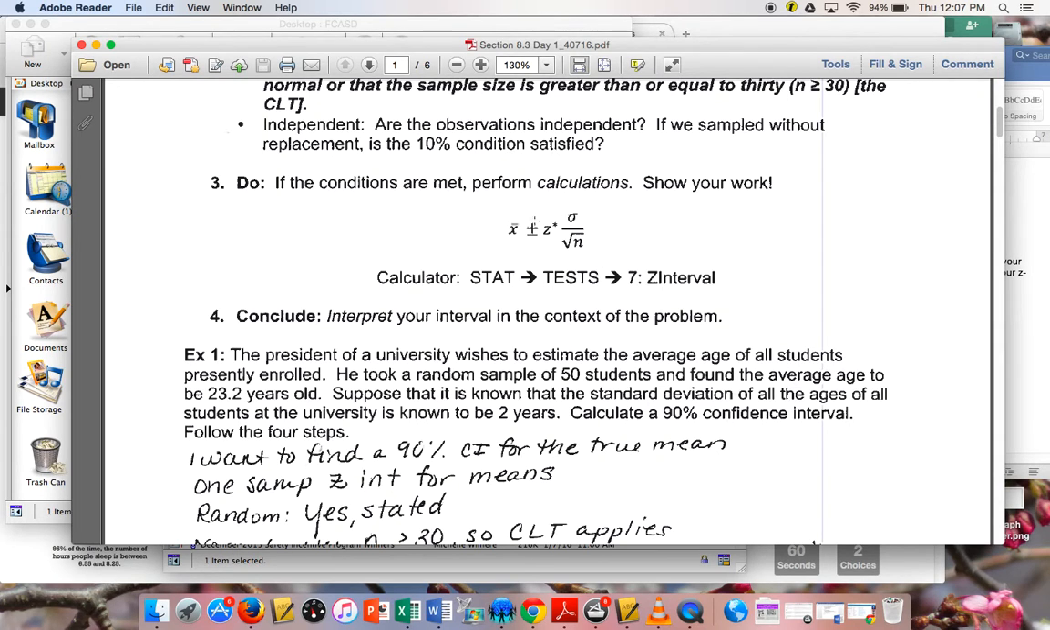The formula looks like this. It's still the statistic, which is x bar now, plus or minus the critical value. The critical value is still coming from the z distribution, z star, and then sigma over the square root of n. So this is the population standard deviation over the square root of n. You can use the calculator, stat test, option 7, the z interval.